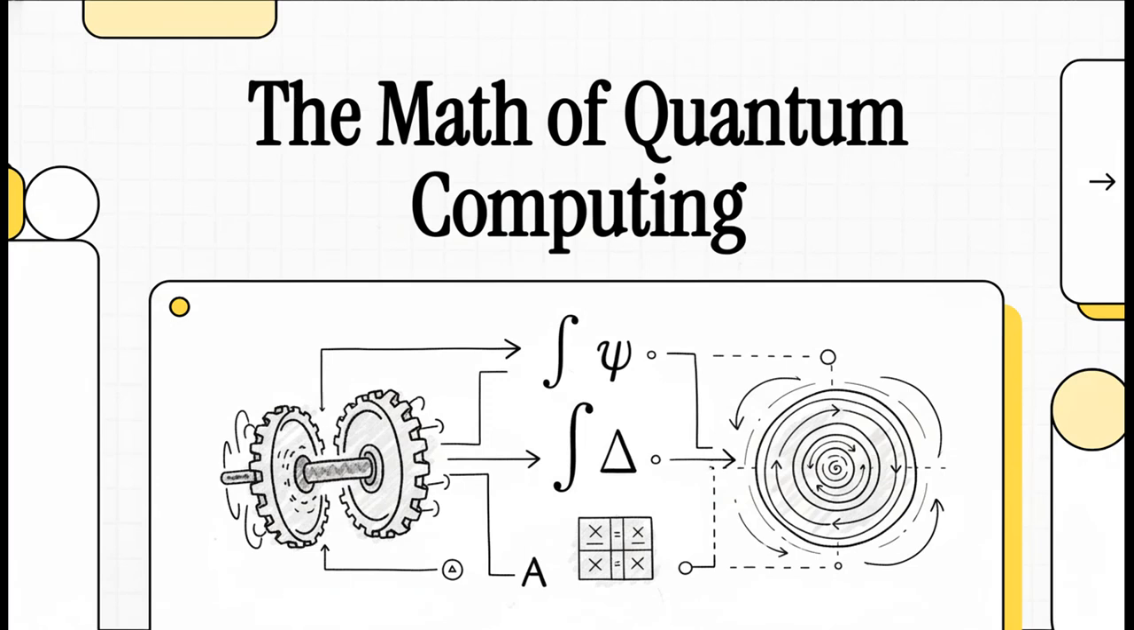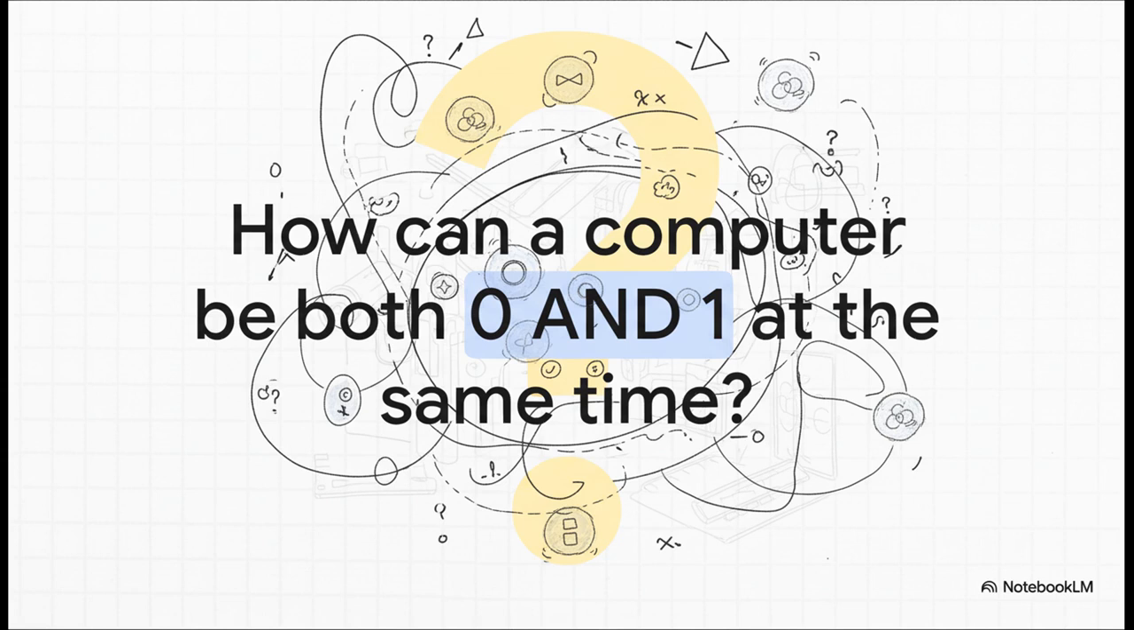Welcome to The Explainer. If you've ever heard that quantum computers are both 0 and 1 at the same time and just felt like something was missing, like that can't be the whole story, well, you're in the right place. Today, we're going to skip the usual analogies and look at the actual math, the real engine that makes these things tick. So, how can a computer be both 0 and 1 at the same time?